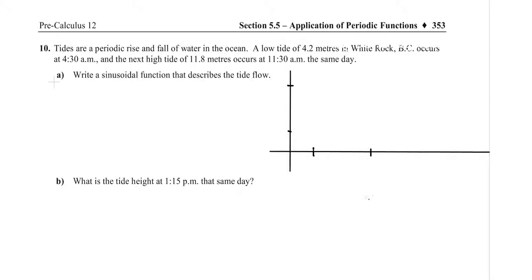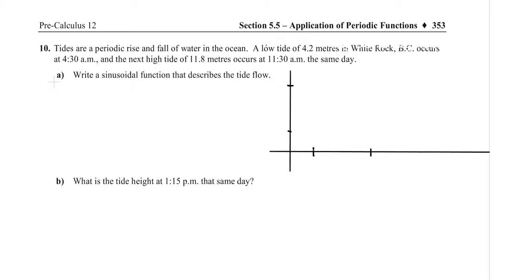I'm doing section 5.5, and in our textbook it's on page 249, and it's question 10. It says, tides are a periodic rise and fall of water in the ocean. A low tide of 4.2 meters in White Rock, BC occurs at 4:30 a.m. The next high tide of 11.8 meters occurs at 11:30 a.m. the same day. So what I've done is just set up a graph that we can plot the information on so it can make more sense.